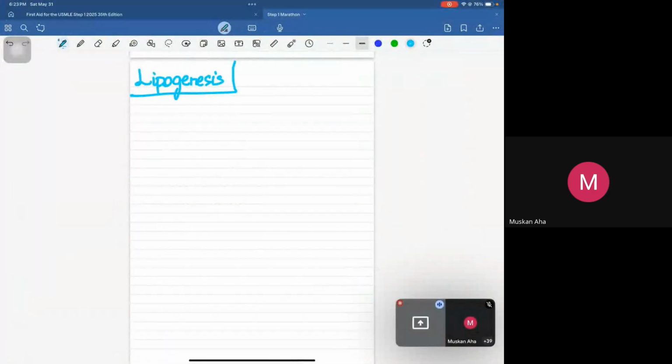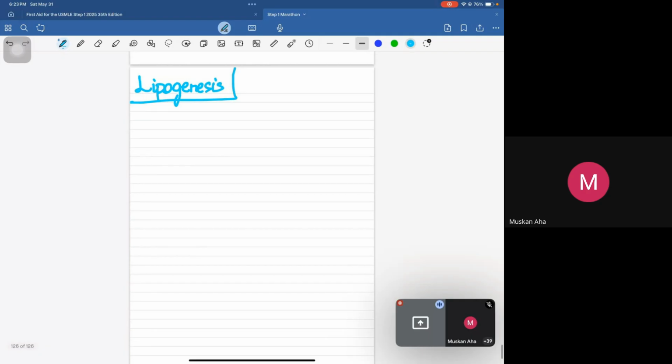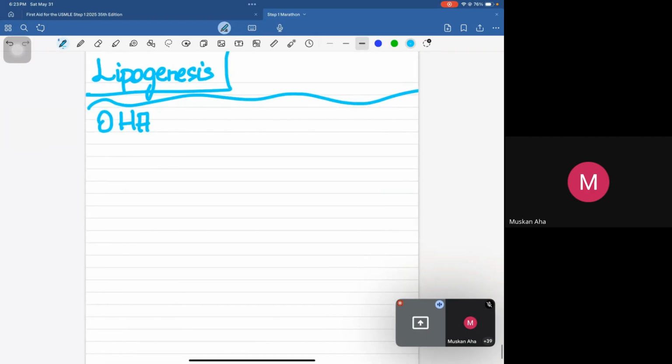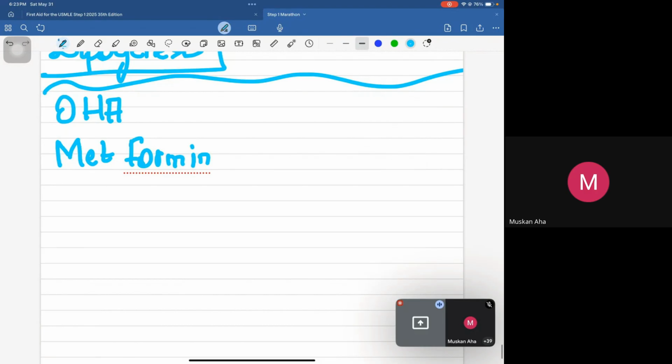Now the next thing we come to is the oral hypoglycemic agents, right? And what are these oral hypoglycemic agents? The most important one, the first line one, is metformin. So what does metformin do? Metformin is going to inhibit the mitochondrial glycerol 3-phosphate dehydrogenase, right? This is an enzyme, the mitochondrial glycerophosphate dehydrogenase, mGPD.